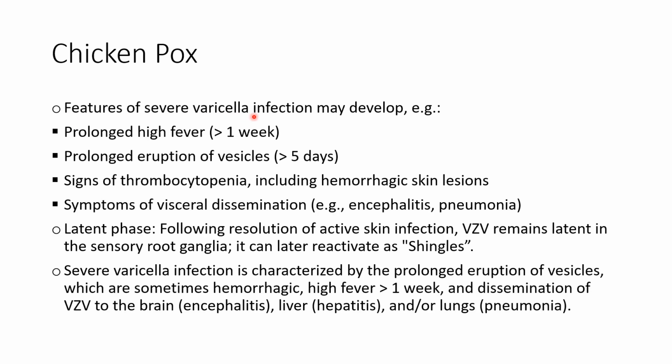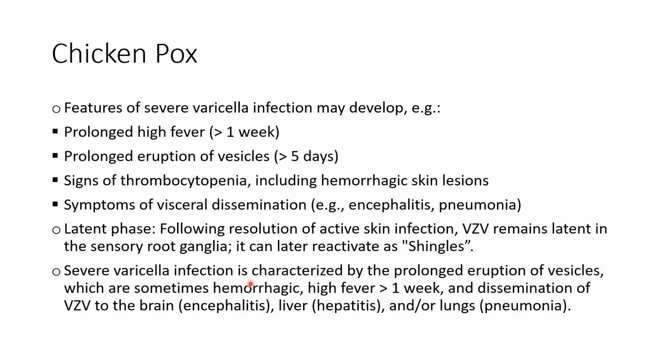Features of severe varicella infection may develop, for example, prolonged high fever, more than 1 week, prolonged eruption of vesicles, more than 5 days, signs of thrombocytopenia, including hemorrhagic skin lesions, symptoms of visceral dissemination, for example, encephalitis, pneumonia. Latent phase: Following resolution of active skin infection, varicella zoster virus remains latent in the sensory root ganglia. It can later reactivate as shingles.